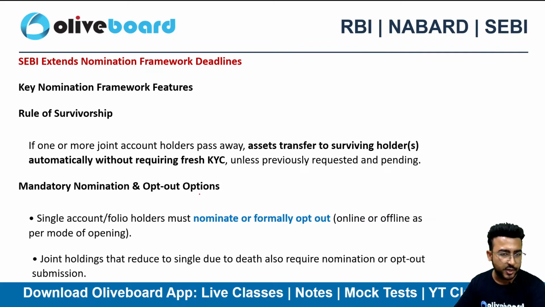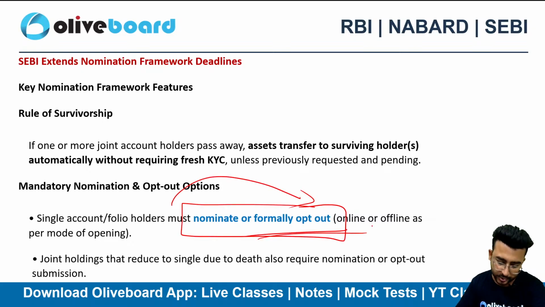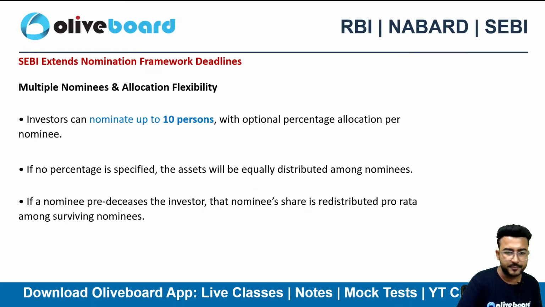So again, in this particular nomination facility, you need to either nominate or clearly opt out, right? You need to either nominate or you can just opt out of it. Again, you can nominate 10% here. You can go for 10% here.